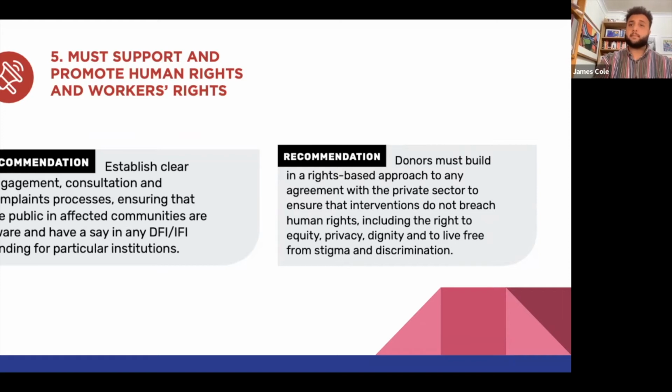And secondly, we think it's vital that donors build in a rights-based approach for any agreement with the private sector, which will help ensure that interventions do not breach human rights, including the right to equity, privacy, dignity, and finally, the right to live free from stigma and discrimination.